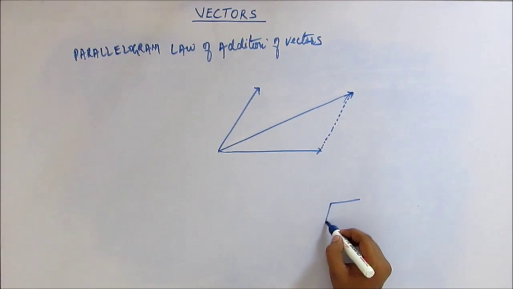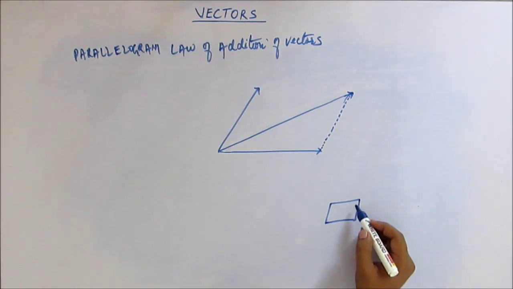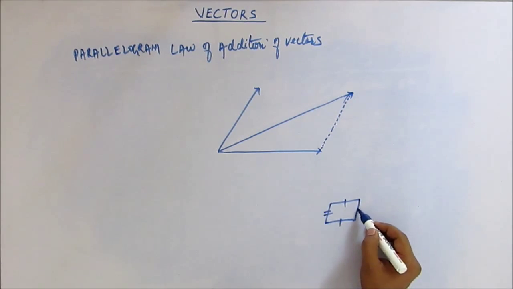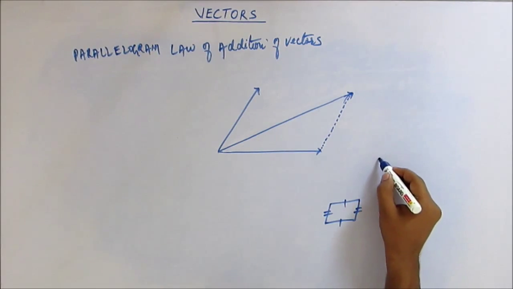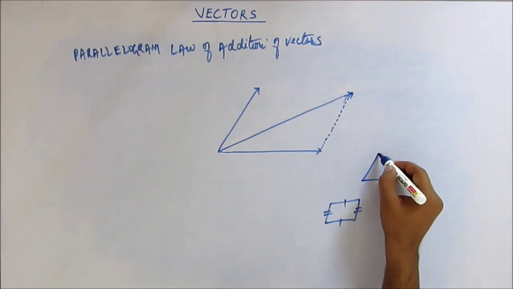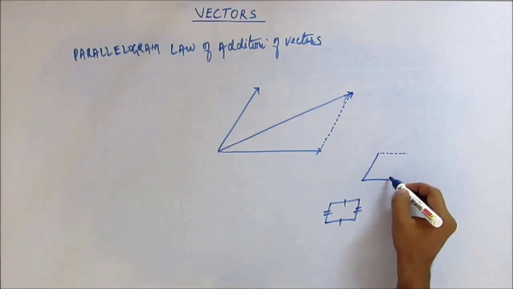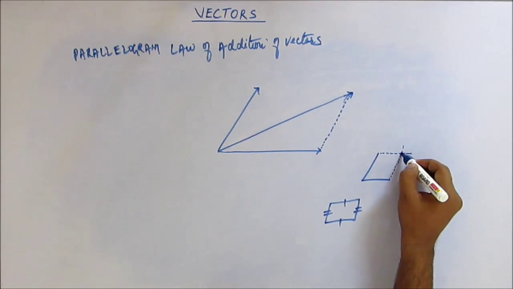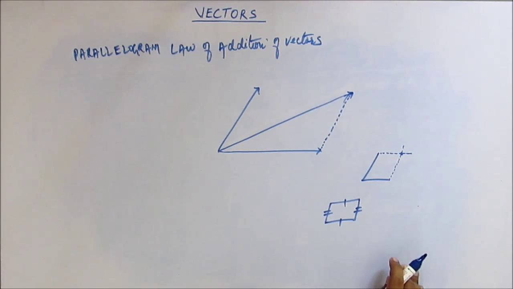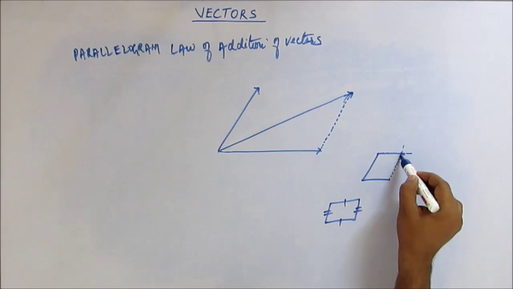A parallelogram is a four-sided figure whose opposite sides are parallel to each other. That is a parallelogram. So for constructing a parallelogram from two given lines, what we have to do is draw parallel lines. And this becomes the vertex. So this becomes the parallelogram.